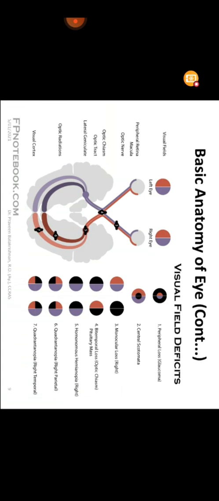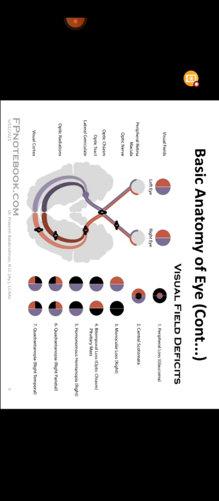What I want to focus on in this area is the first one. You can see the left eye vision and the right eye vision. From the left eye, it is crossing over. That is, a few parts of the left eye cross over to the right side of the brain, and a few fibers of the left eye do not cross and go to the left side of the brain.